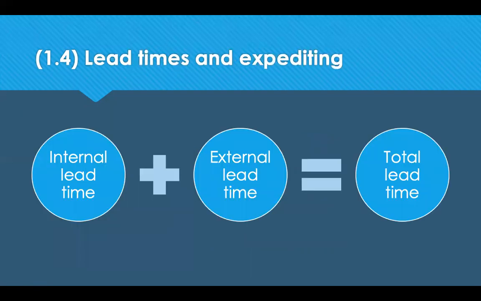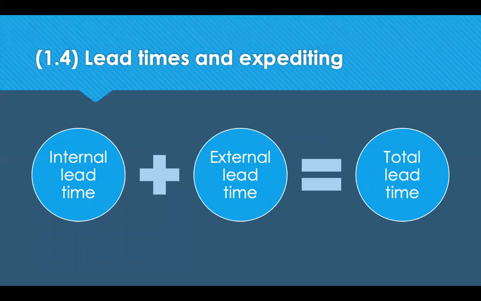Moving on to lead times and expediting. So lead time refers to the amount of time that is required to obtain an item. And we often think about the external lead time, which is the point from when we place an order with a supplier to the time it's delivered. So it could be, I don't know, 7 days or something like that.